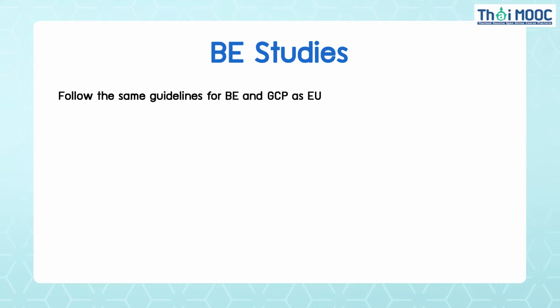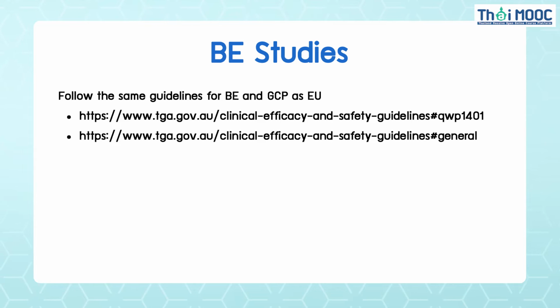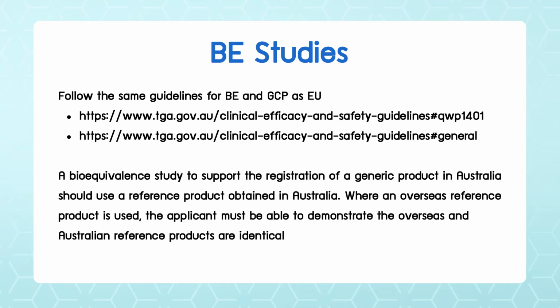For the bioequivalence study, they follow the same guidelines for BE and GCP as the European Union. These are the guidelines which they follow. The requirement is that the reference product has to be obtained in Australia. This is one of their requirements. But where an overseas reference product is used, the applicant must be able to demonstrate that the overseas and the Australian reference products are identical. So this is something which needs to be done.